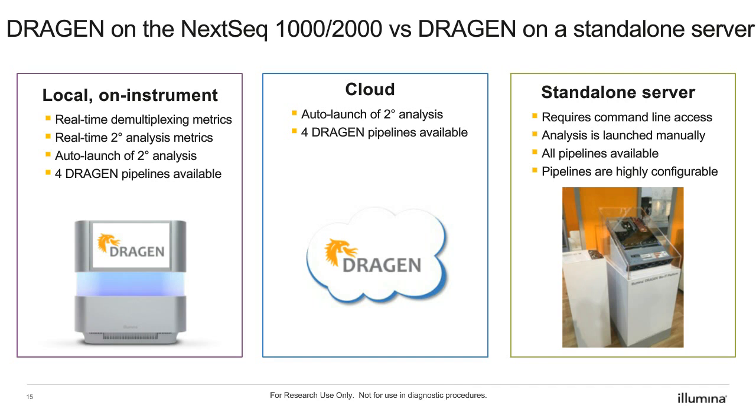Okay, so if you're using a standalone DRAGEN server for analysis, this means that it's not going to be on the instrument, and you're actually going to transfer the data from the instrument to that server. Now, in using a standalone DRAGEN server, demultiplexing and secondary analysis can be started manually after the run completes and all primary data has been transferred over to the server.